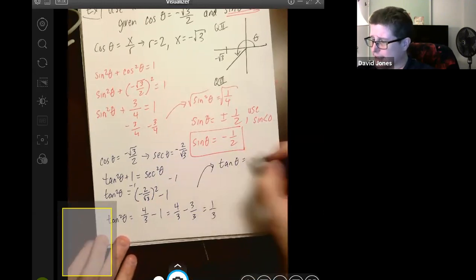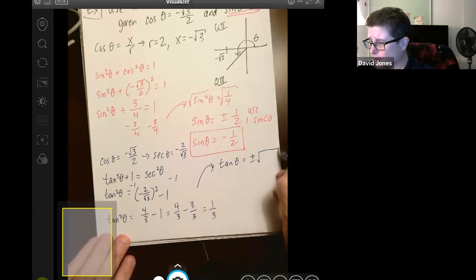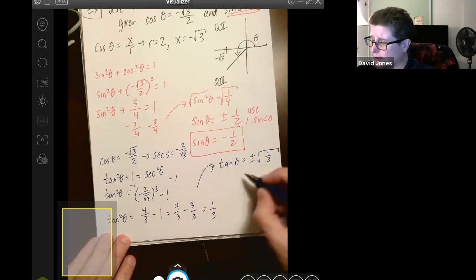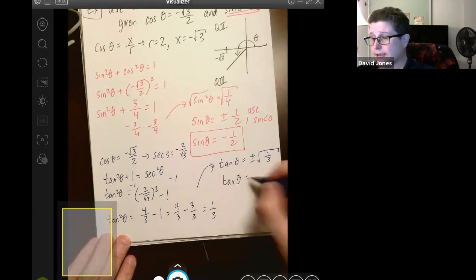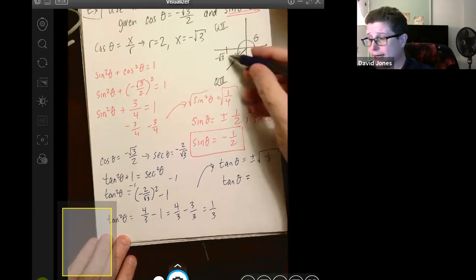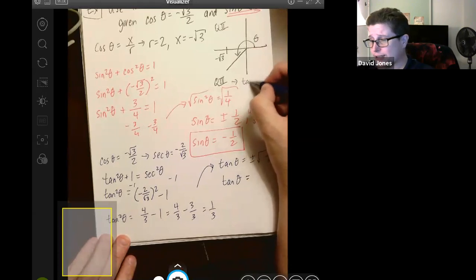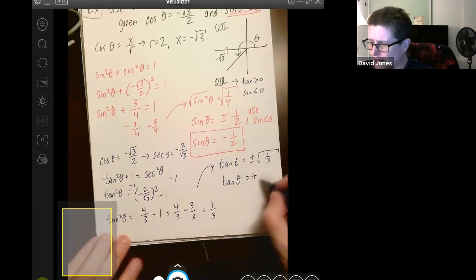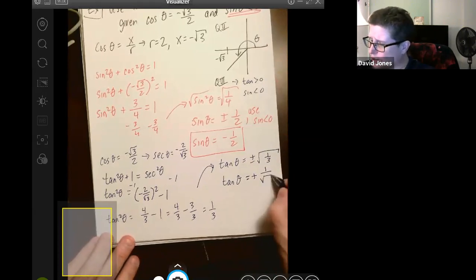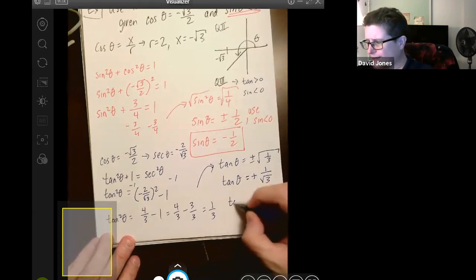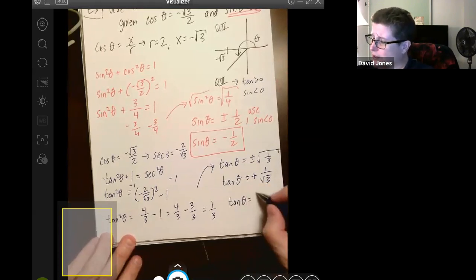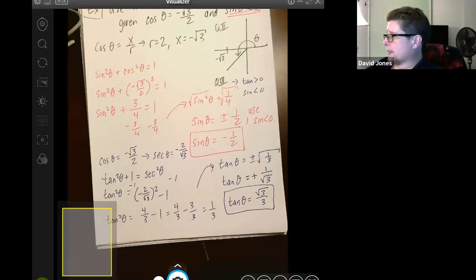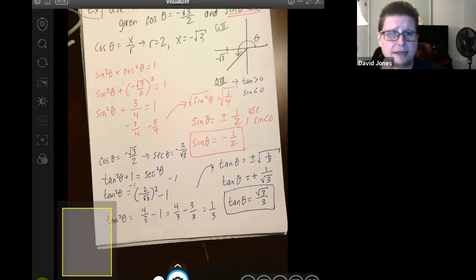Tangent theta is positive or negative square root of 1/3. Which one is it? We're in quadrant 3. Tangent's greater than 0 here, and sine was less than 0. So we want the positive one. The positive square root of 1 is 1. The square root of 3 is the square root of 3. We don't leave it like that. We rationalize it. Root 3 over 3. And there we've found sine and tangent.